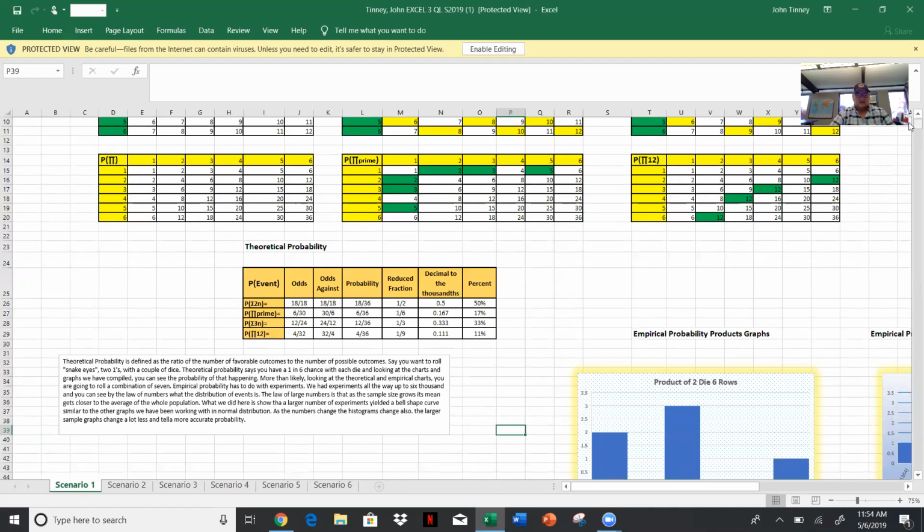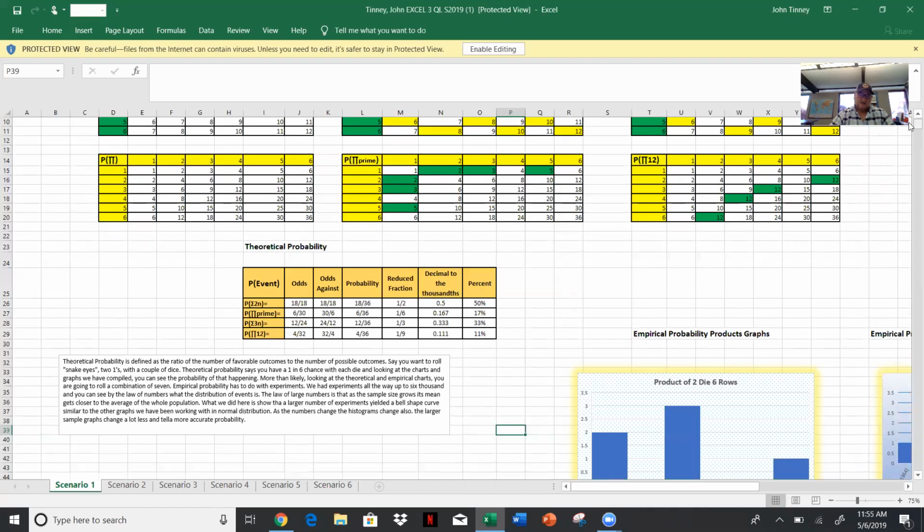Looking at the charts and graphs that we've compiled, you can see the probability of that happening. It's not very good. More than likely, looking at the theoretical and empirical charts, you're going to roll a combination of 7. That's the most common roll. Empirical probability has to do with experiments.